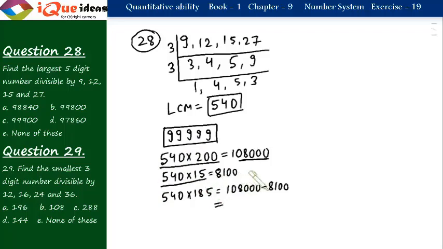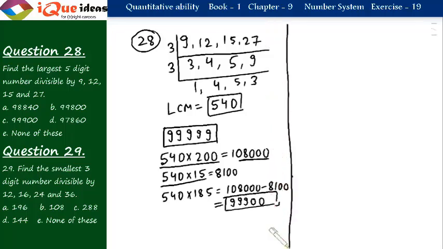So it is 99,900. This is the largest 5-digit number which is divisible by 540, and hence it is divisible by all the given numbers.